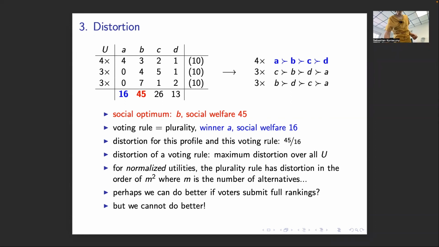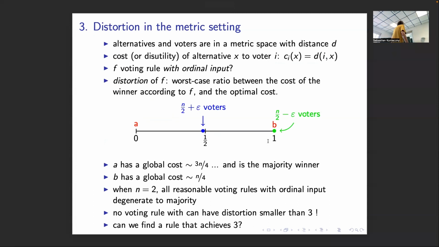Okay, so distortion, even with normalized utilities, does not lead very far if we don't assume more structure on the candidates and the votes. So then why not choose the one with maximized utility? Because you need to elicit cardinal utilities, and that's difficult.